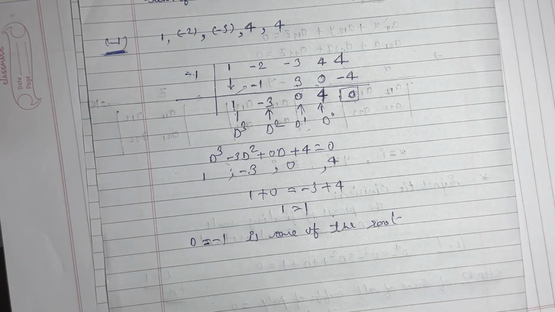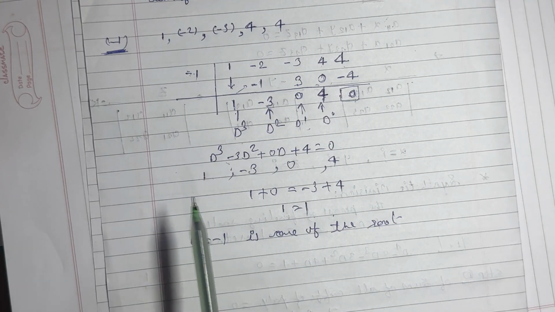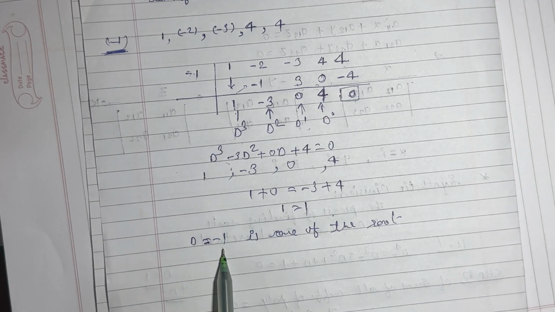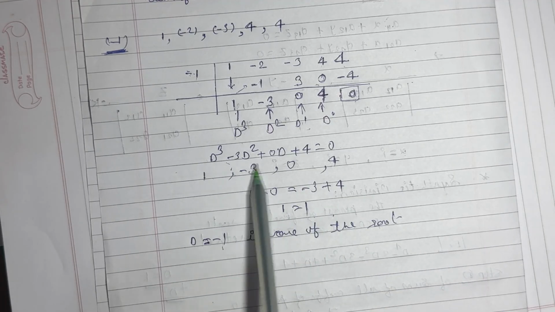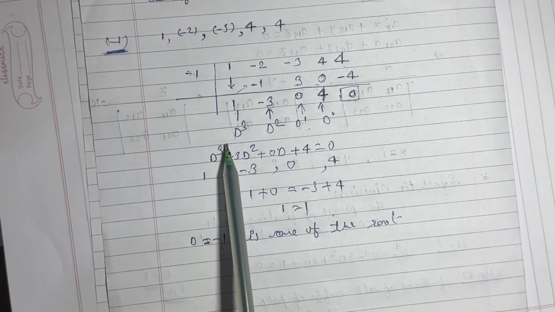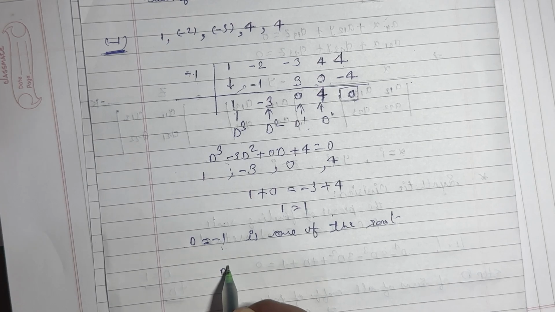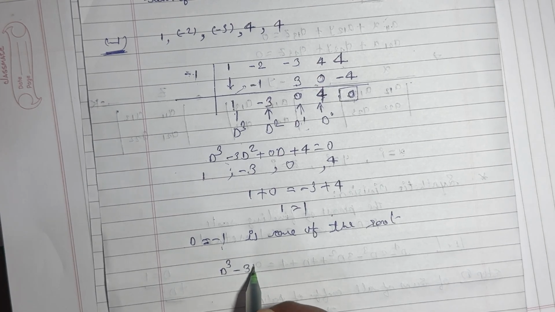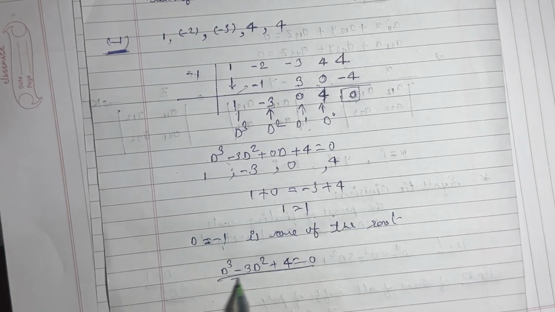Okay, a polynomial of power 4. So we got one of the roots, d equal to minus 1. When we found the one root, we have to take only the third-power equation. So d cube minus 3d square plus 4 is equal to 0. Our next task is to find the roots of this equation.